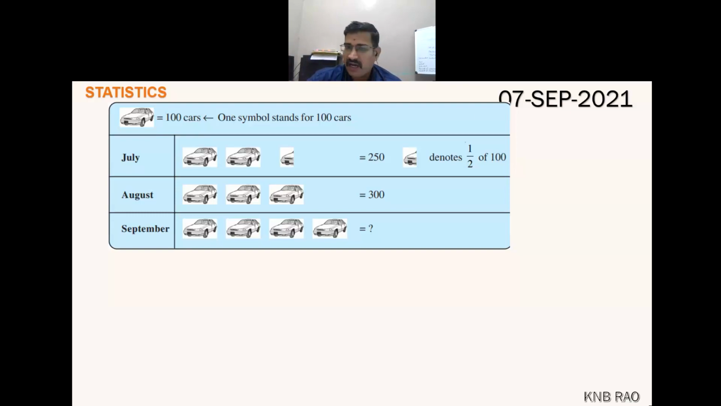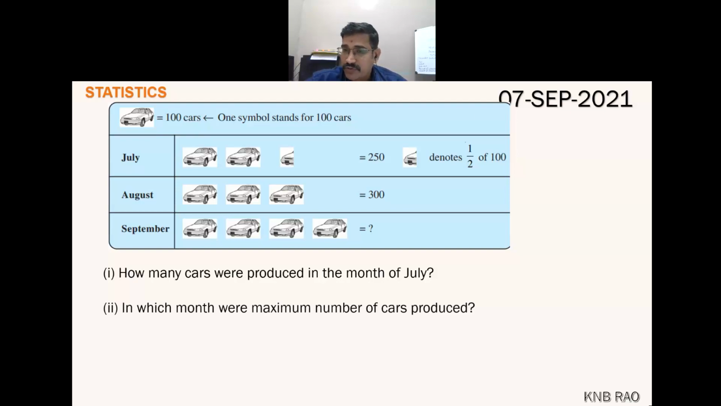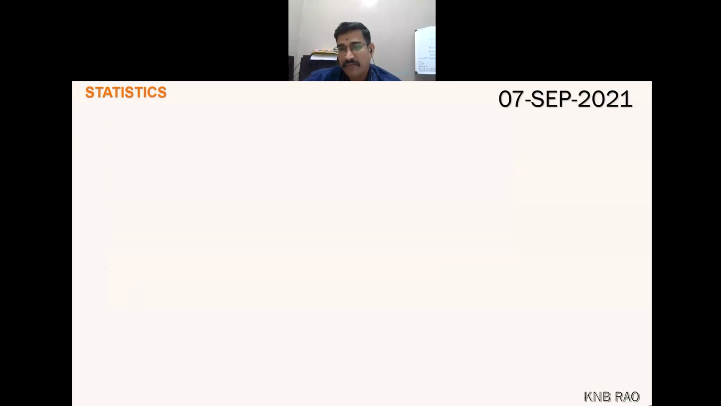So here in this question, July 250, August 300, whereas in September, how many cars are sold? Since 4 figures are there, 4 into 100, 400 cars are sold. So this is the study of a pictograph: drawing a pictograph, studying a pictograph. We have done this in class 6. How many cars were produced in July? 250. In which month were the maximum number of cars produced? Obviously September. This is how we read the pictograph.